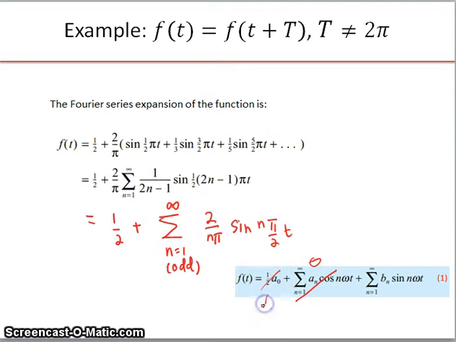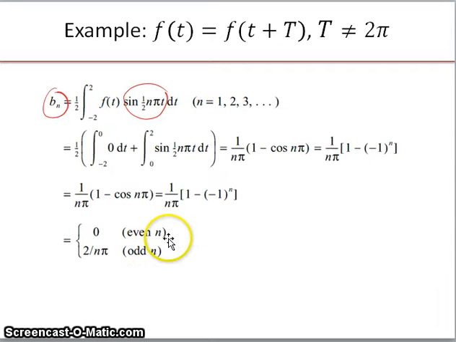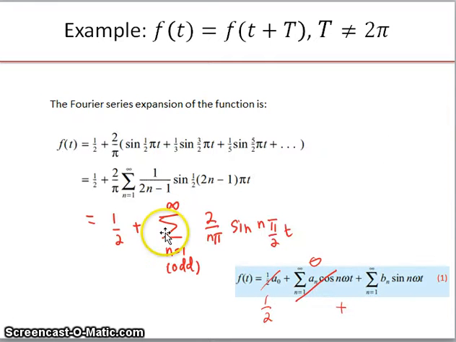Here we know that A0 is 1, then we have this, plus the summation of Bn sine omega t. In this case we know that Bn equals 0 for even n and 2 over n pi for odd n. So I can now write it like this, where I have a summation of all the Bn sine omega t, but only for odd n, because the even n gives me all values of 0.